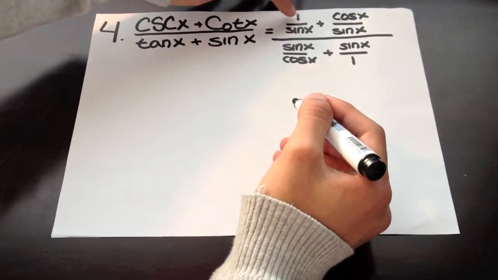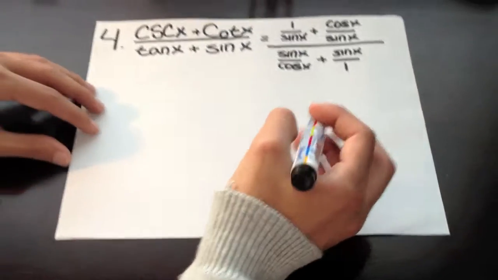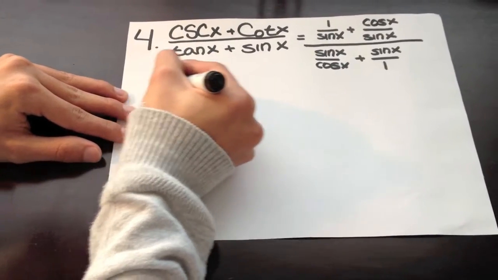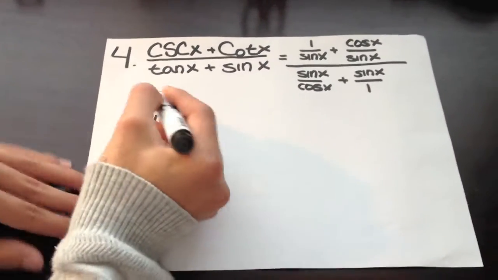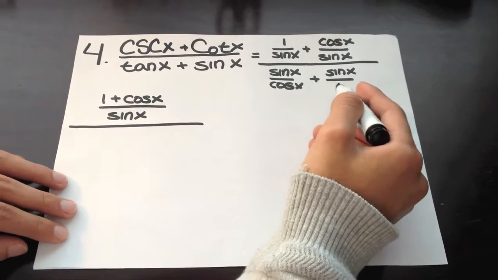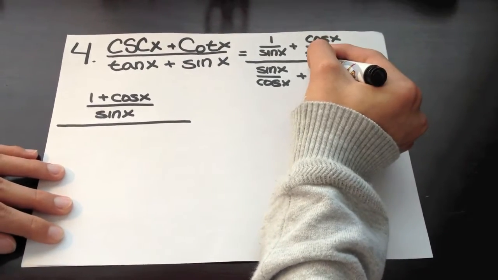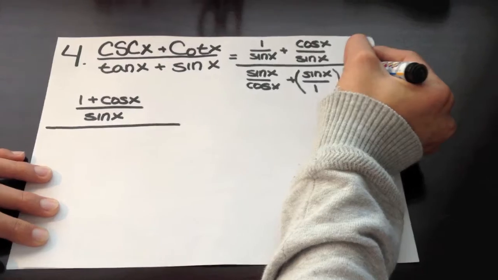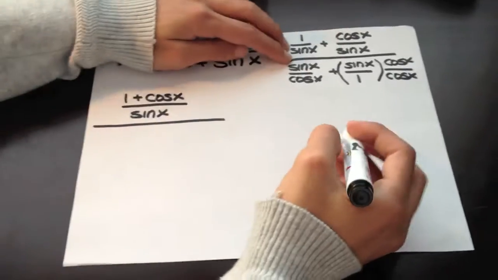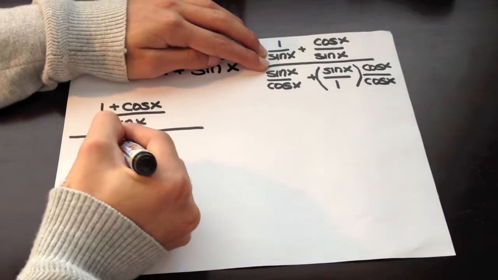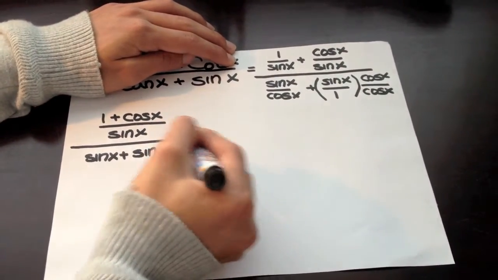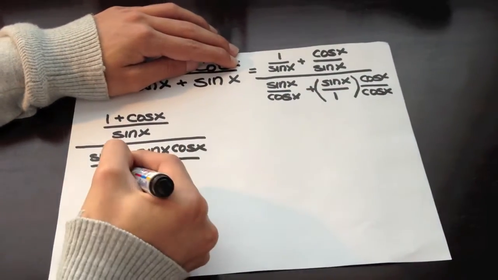Notice how in the top you have a common denominator, so that actually can be written as 1 plus cos of x over sine of x. And that's going to be over... Here at the bottom you want to find a common denominator. So you've got to multiply sine of x over 1 times cos of x over cos of x. And you're going to end up with sine of x plus sine of x times cos of x, and that's going to be over cos of x.